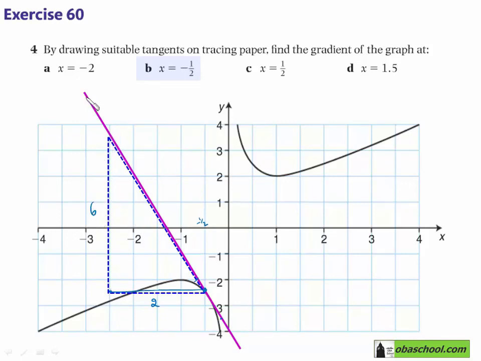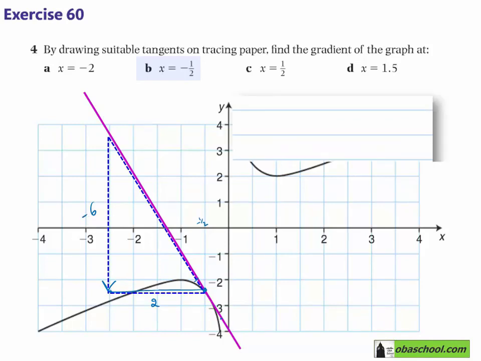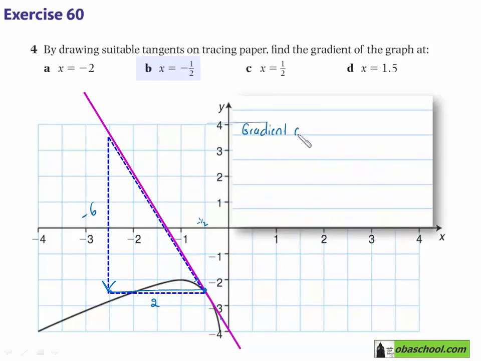Please pay attention here. If the straight line moves downward, the rise will also be downward. And the value of the rise will be minus 6. So the gradient at x equals minus half is equal to the rise divided by the run, which is minus 6 divided by 2. By simplification, it will be minus 3.